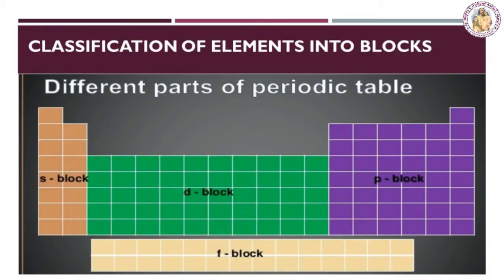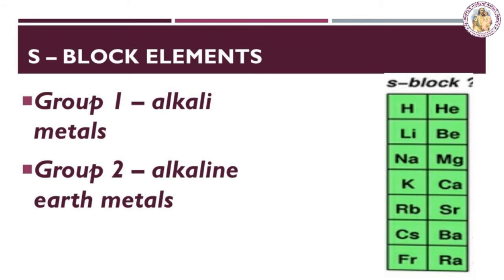Dear students, we already know the shells: K shell, L shell, M shell, N shell. These subshells are designated as S, P, D and F. Based on the arrangement of electrons in subshells, the elements of periodic table are classified into four blocks, namely S, P, D and F blocks. Let's see all these block elements. Let's see S block elements.